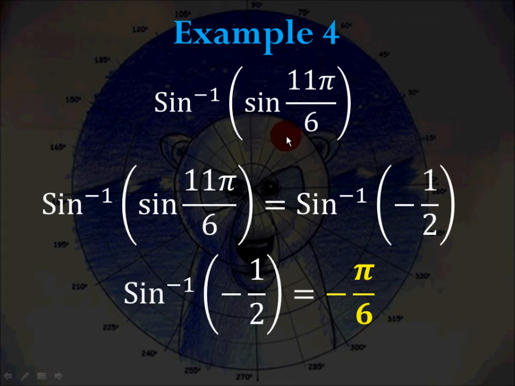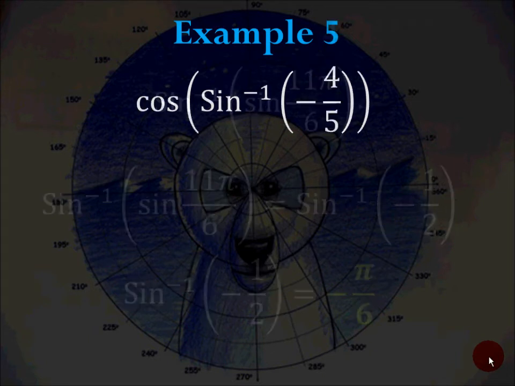So if you get a composite function like this, or composite problem, do the inside first. Figure out what that value is, and then take the inverse sine of that value, remembering that the answer has to be between negative pi over 2 and pi over 2 for inverse sine. So if you notice this right away, all you really had to do was convert 11 pi over 6 to its equivalent coterminal measure between negative pi over 2 and pi over 2, which is negative pi over 6.